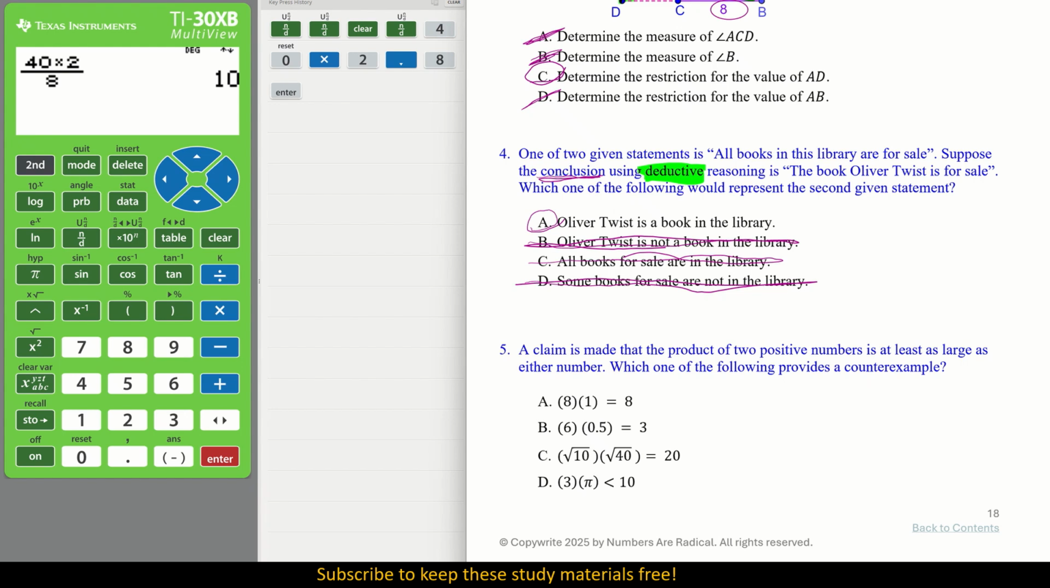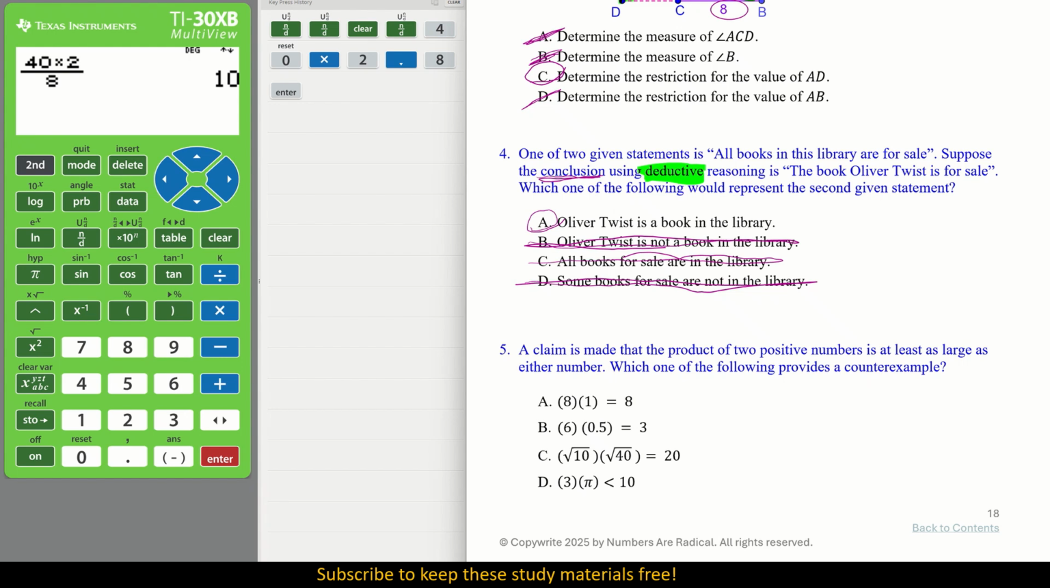All right, so let's look at 5. A claim is made that the product of two positive numbers is at least as large as either number. Which one of the following provides a counterexample? Okay, let me write out what they're saying to begin with.